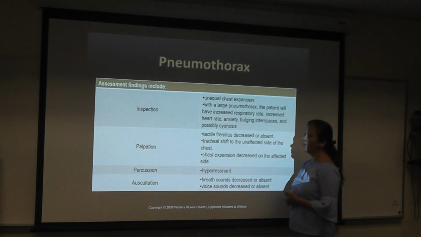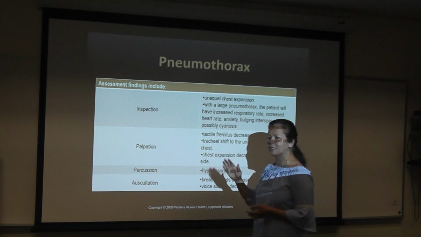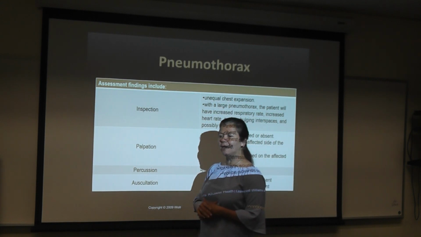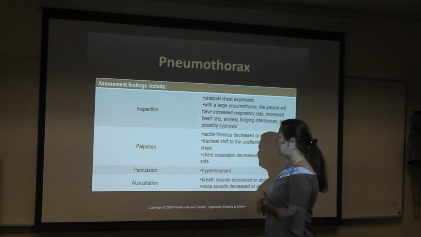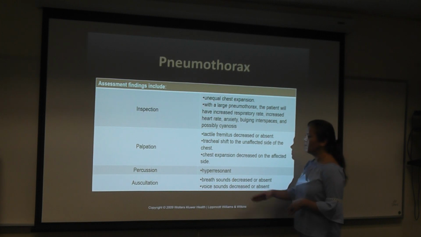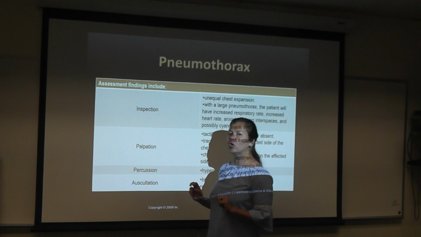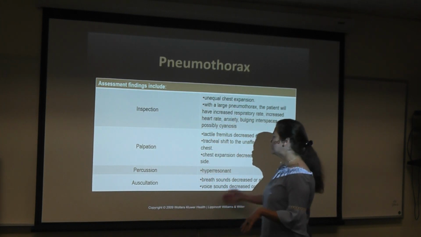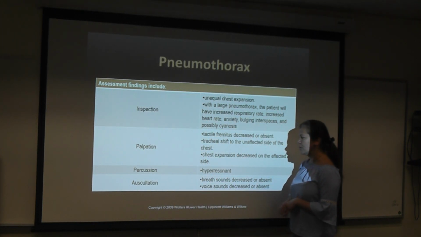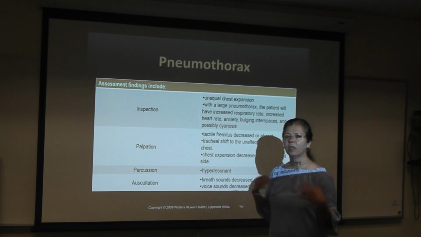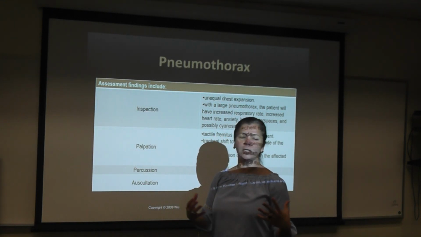So if you do have a tension pneumothorax, of course, the mediastinum shifts to the contralateral side, as well as the trachea. You can see that and you also can palpate that. Because there's a lot of air trapping, remember that when you percuss, the air sounds loud. So there's hyperresonance to percussion. And in auscultation, of course, the breath sounds are going to be diminished or abolished.